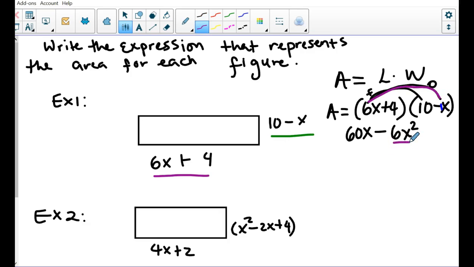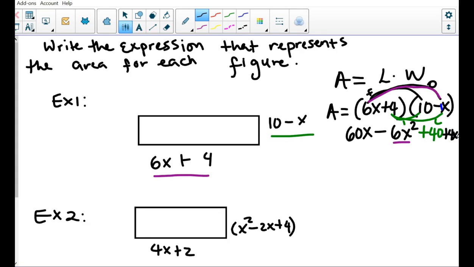Alright, next we're going to multiply our inner. So we're going to distribute 4 now to everything on the right-hand side. 4 times 10, that'll be 40, so plus 40. And then 4 times x, that'll be 4x. So plus 4x. So you can remember FOIL when you're working with binomials to remember how to multiply it out.